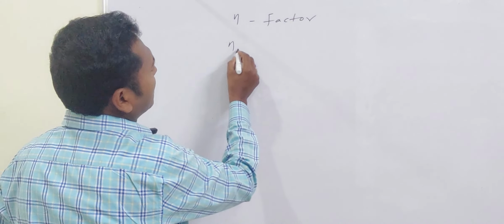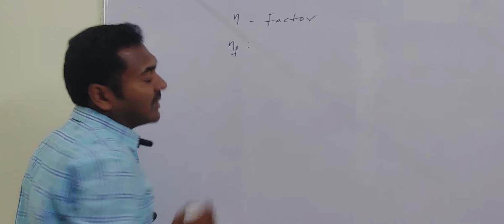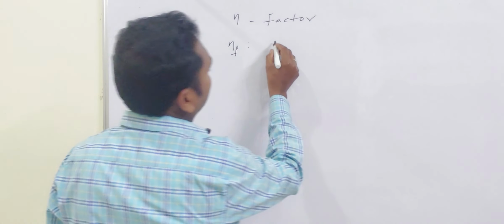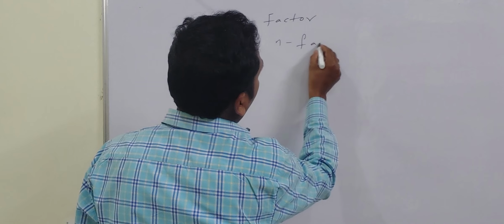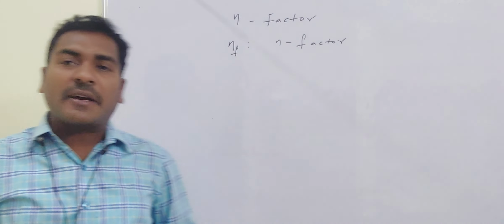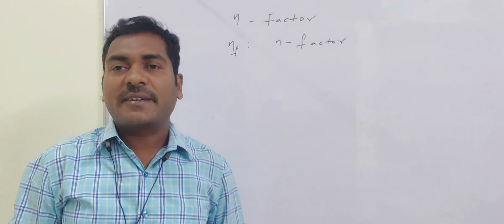Welcome to CS track. Let us discuss an important part of balancing of equations, that is n factor. N factor is generally indicated with the symbol NF. NF stands for what? N factor. This n factor has a good relation with the gram molecular weight as well as the gram equivalent weight.